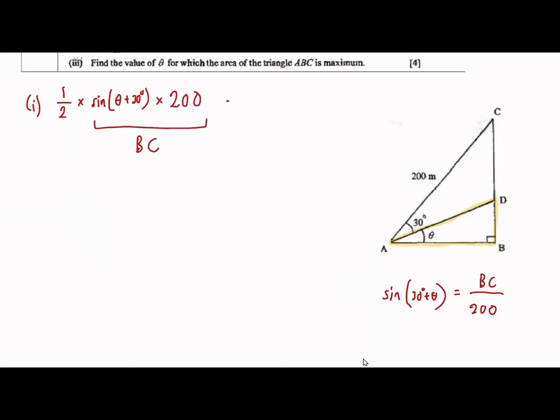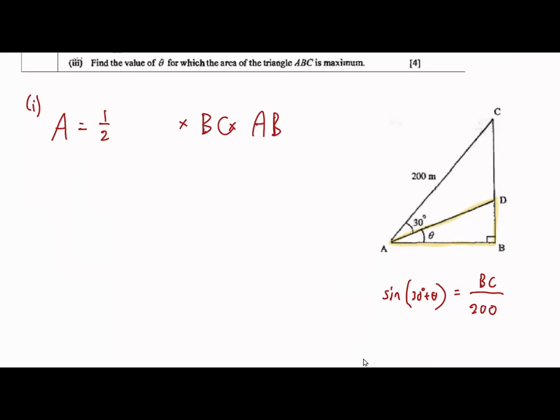So what I mean is, you should start with half times base times height, because everybody knows that. So area equals half times, the base in this case is AB, the height in this case is BC. Or if you like BC first, then AB. Then what you are saying, yes, half times the 200 sine 30 plus theta. Continue.